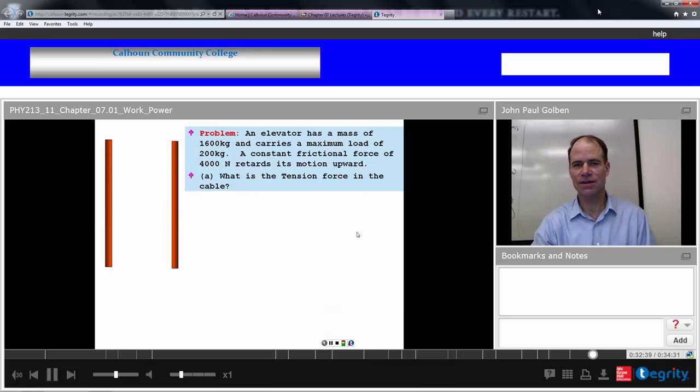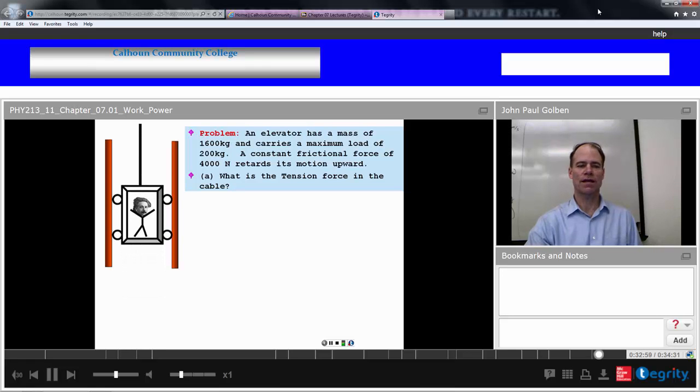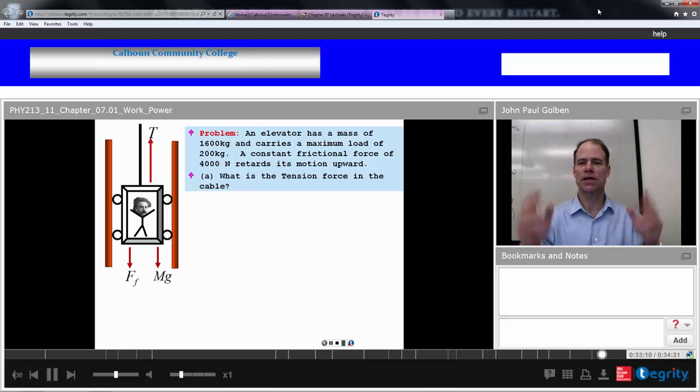Let's try this out. An elevator has a mass of 600 kilograms and carries a maximum load of 200 kilograms. A constant frictional force of 4,000 newtons retards its motion upward. What is the tension force in the cable? So we have an elevator going up. It's got a certain amount of weight, and there's a certain amount of tension, and there's friction. So we've got tension pulling it up, friction against the motion, and weight against the motion as well. And it moves at constant speed.